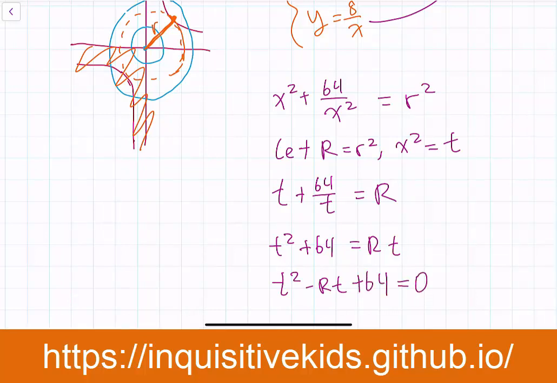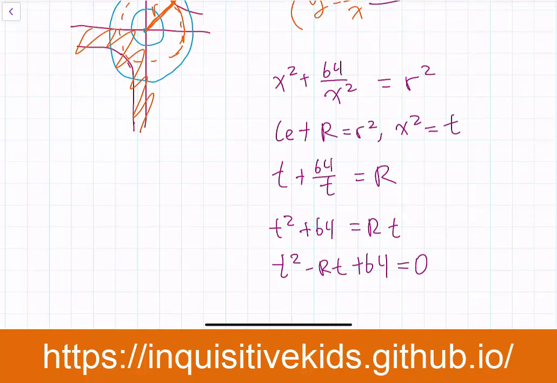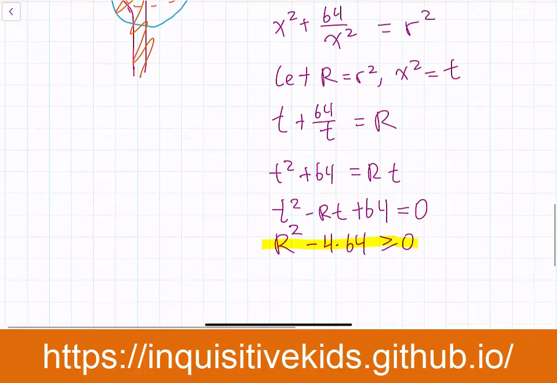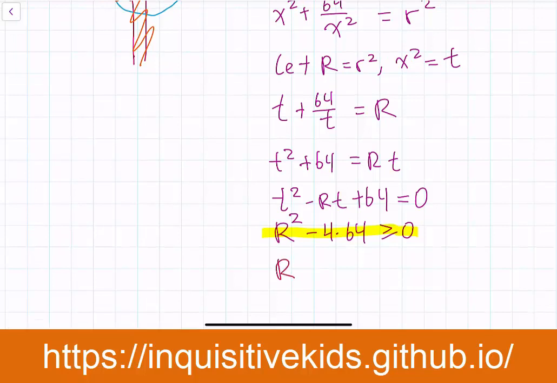Now we can use our discriminant formula. In this case, we have R squared minus 4 times 64 is greater or equal to 0. Let's highlight this because this is a main point, a key point. Now all we have to do is solve for R. R must be greater or equal to the square root of 4 times 64. All I did was skip a few steps. So then capitalized R would be greater or equal to 2 times 8, which is 16.